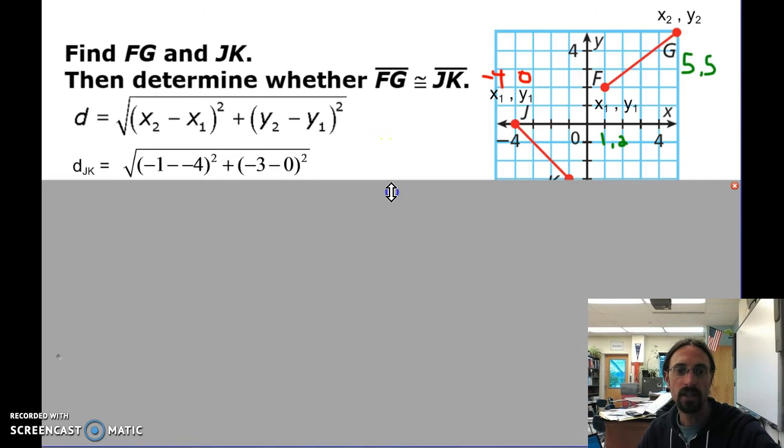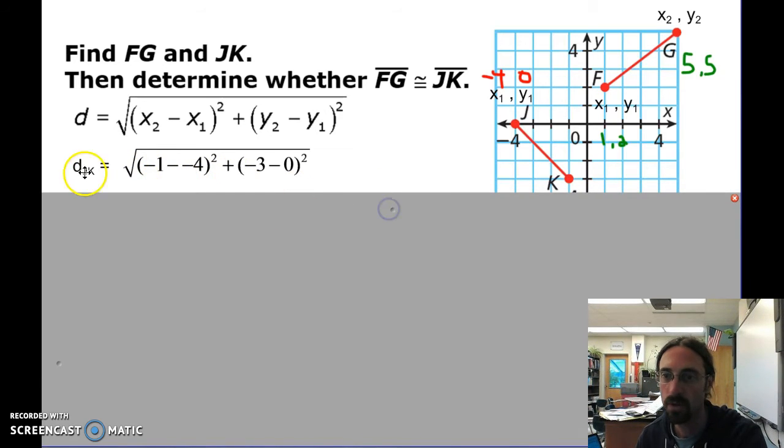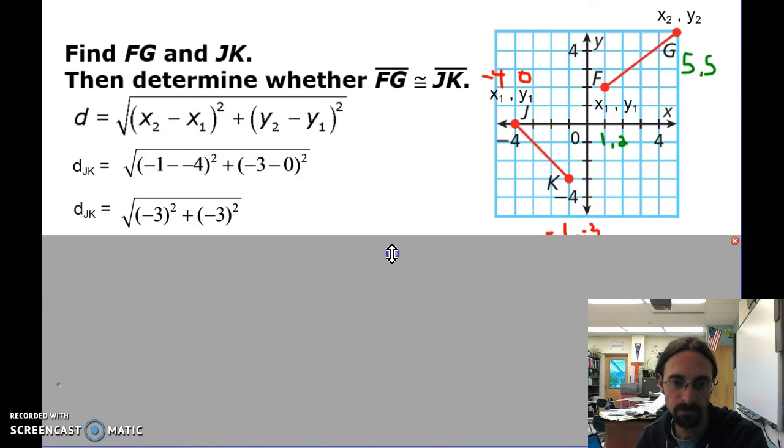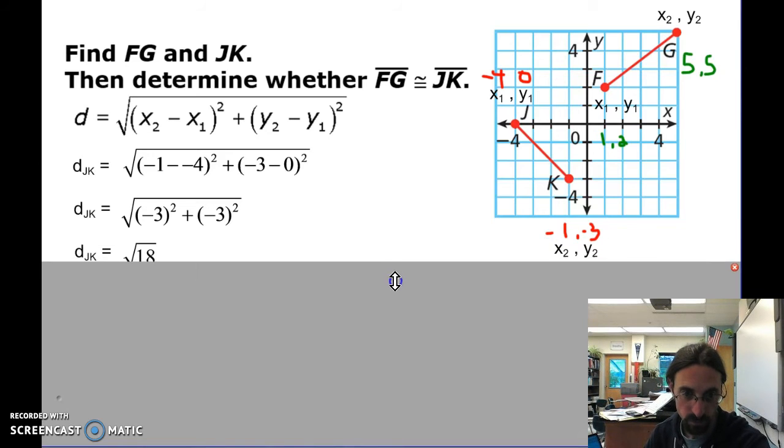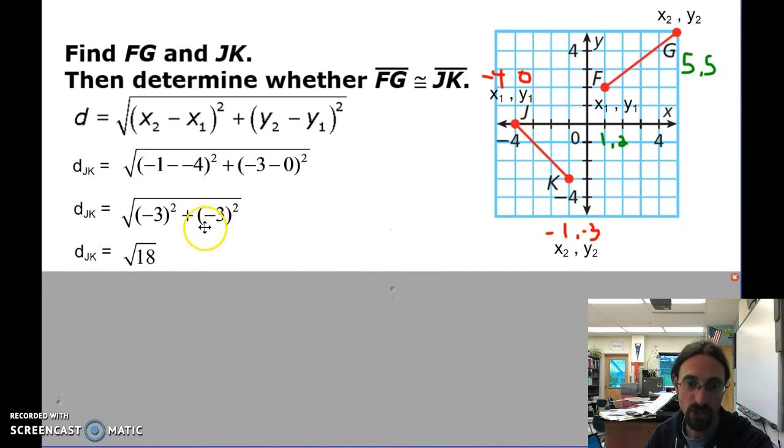Okay, so the length of JK, and I'm substituting the coordinates, x2 is -1, x1 is -4, and then y2 is -3, y1 is 0, into the distance formula. And then it's a matter of simplifying. Again, you can't have a negative length, so when we square these values, they're naturally going to come up positive. So the length of JK is the square root of 18, which is, 4 squared is 16, 5 squared is 25, so it's between 4 and 5 units long.